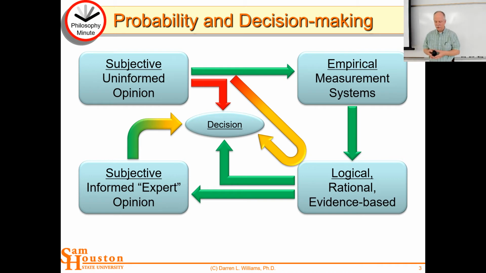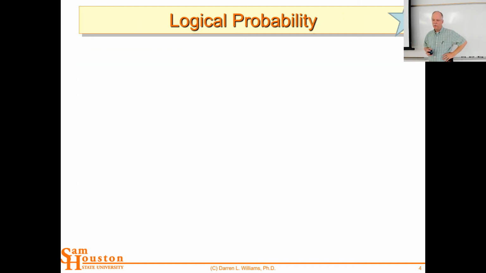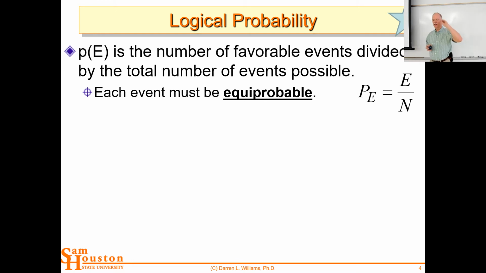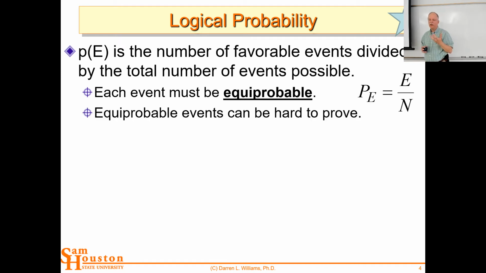So we'll move on, because this isn't a philosophy class, this is a PChem class. So let's focus on the empirical measurement systems. And so this is where we have those events measured and the total number of events. And this is an underlying foundation for probability, is this idea of equal probability. Equal probable events can be hard to prove.